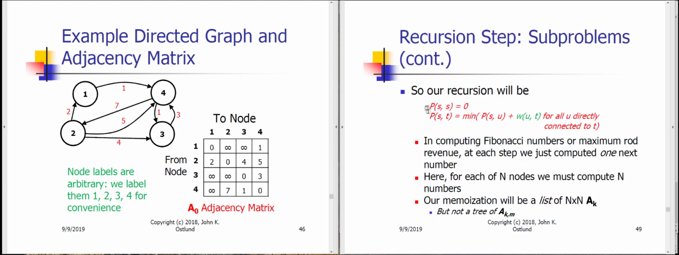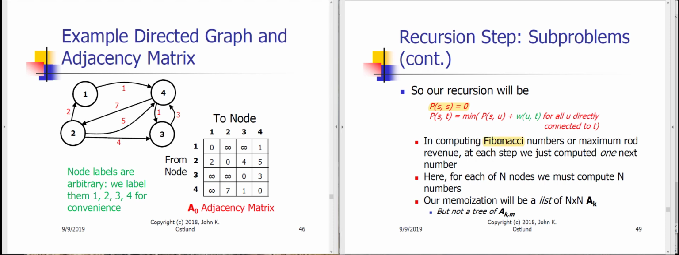Our complete recursive formula is that the cost of going from any source to itself is 0. We don't need to worry about those diagonals at all. And then for any source and target that are not the same, we can find the shortest path from each source to each target using our minimization algorithm.